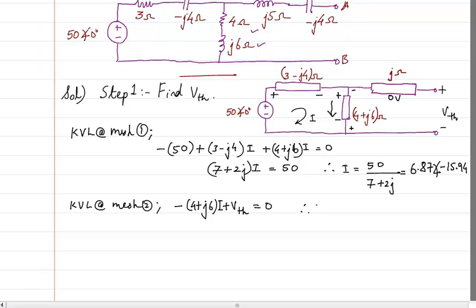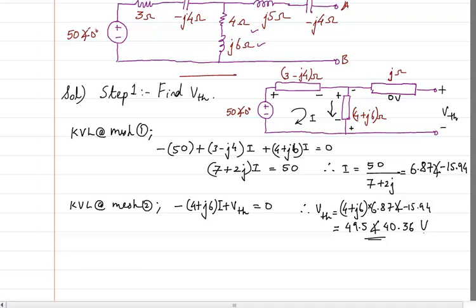Therefore, I can write VTH to be equal to 4 plus J6 into whatever we have found out just now, 6.87 angle minus 15.94, which when I solve, I get the answer as 49.5 angle 40.36 volts. Okay, that is going to be the VTH.